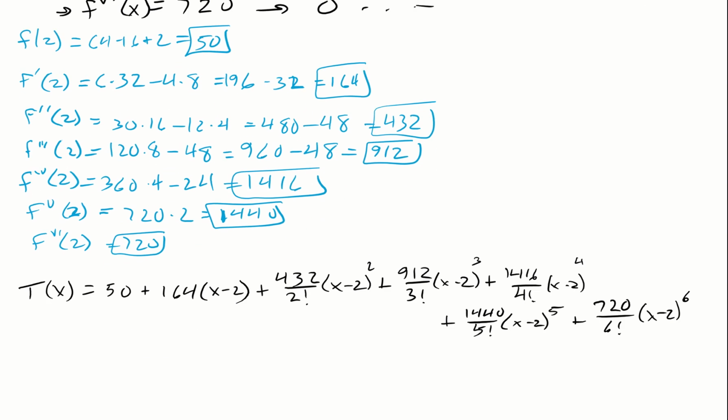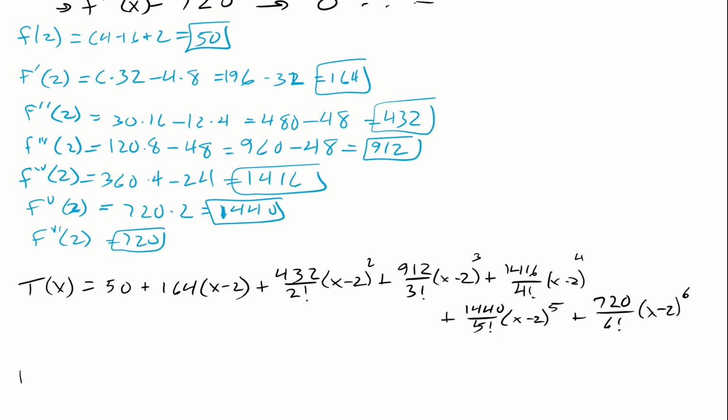All right, I'm not done yet. I want to know what those numbers are. So what we're getting for T of x, it's a polynomial game on this one. It's 50 plus 164 times x minus 2, and plus that's going to be 216 times x minus 2 squared, and then plus 912 divided by that. So 912 divided by 6 is 152 times x minus 2 cubed.